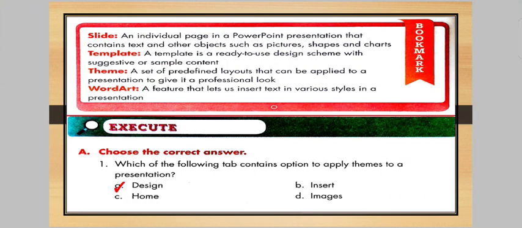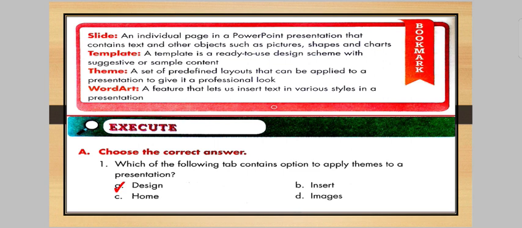Next are a few bookmarks from this chapter. First is slide. An individual page in a PowerPoint presentation that combines text and other objects such as pictures, shapes and charts is called a slide. Next is templates, a ready to use design scheme. Next is themes, predefined layouts. Next is word art, a feature that lets us insert text in various styles in a presentation. So these are the four bookmarks from this chapter.